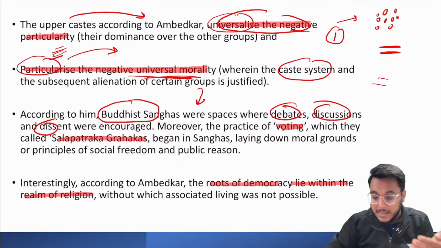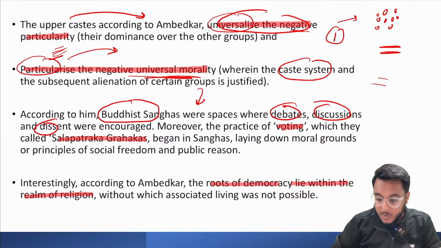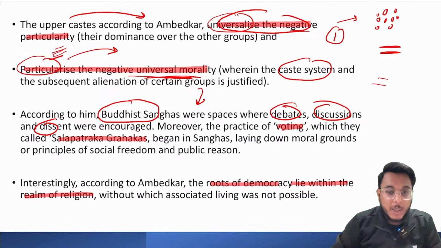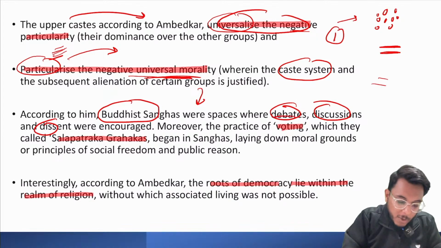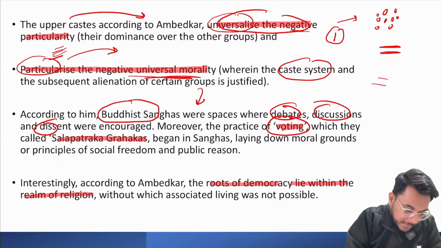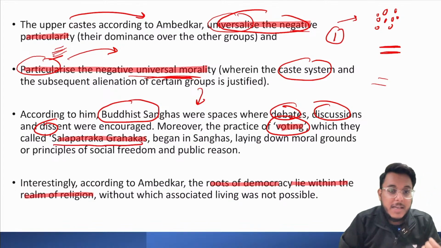And this is even the spirit of democracy. Even in the democracies, such kind of things need to happen. Moreover, in Buddhism, we also find the evidence of voting. So basically, voting is called Salpatrak Grahak. Now, what is Salpatrak Grahak?